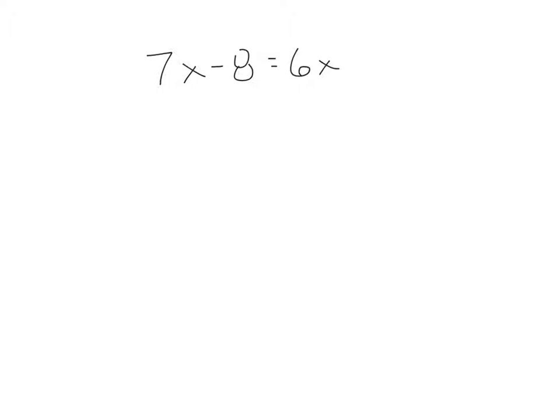Here's another example of this, where I have x's on both sides. If I go through and subtract the 6x from the right-hand side, because I want to get the x's together, I would also need to subtract the 6x from the left-hand side.